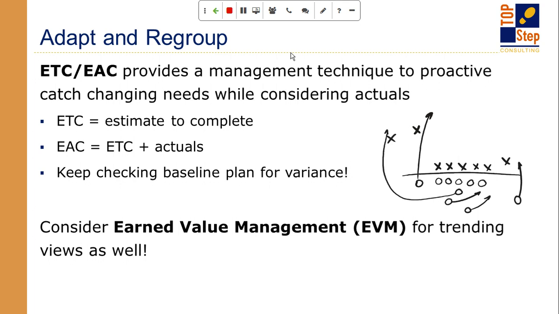How can you recover? So EVM is a more comprehensive view versus the ETC EAC, but these are both very key metrics in the delivery of projects to make sure that you have a way to adapt and regroup as you're going through the delivery of a project.